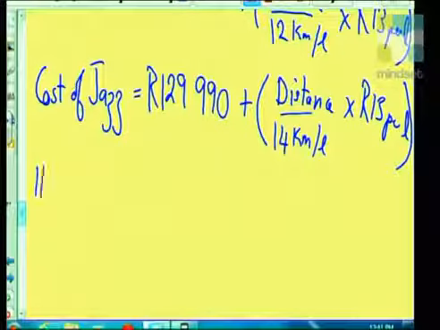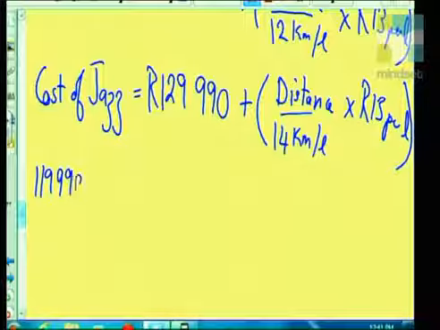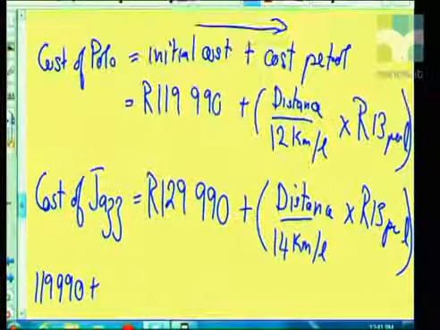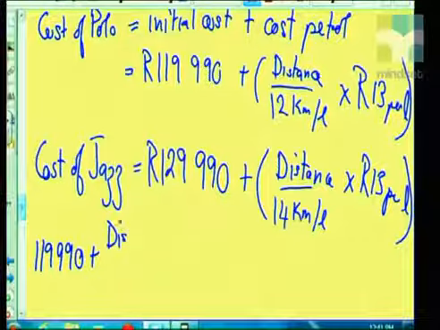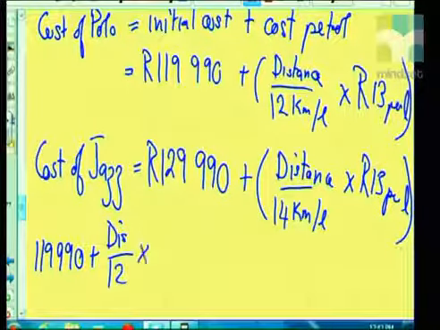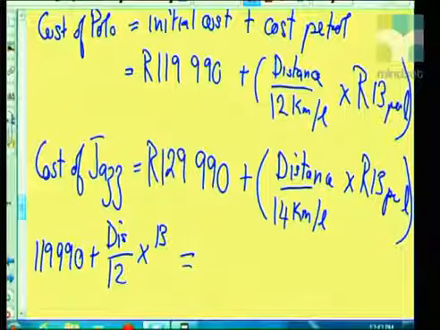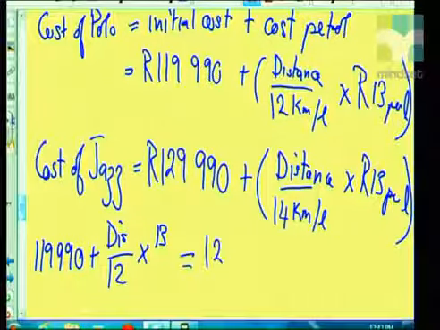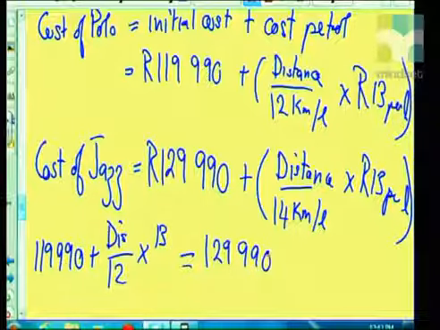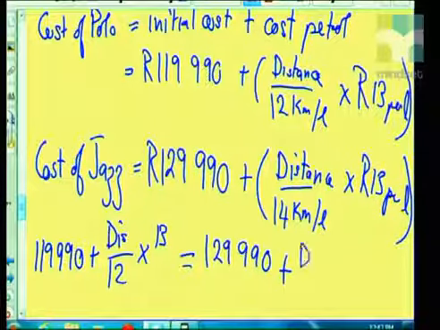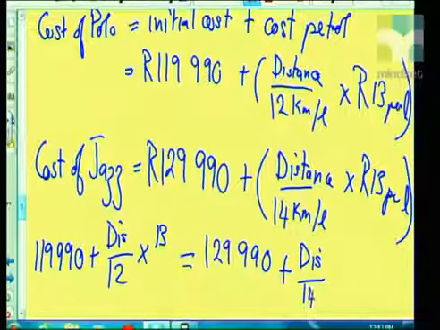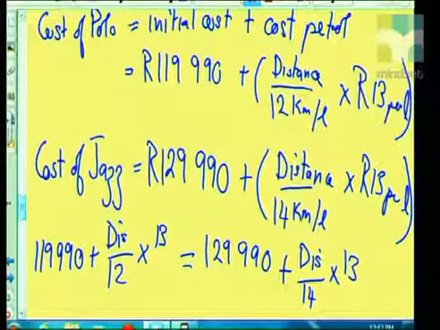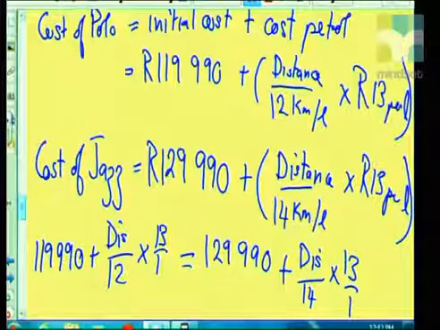The distance is also the same, and we want to find the distance. So let's make those two equal to each other. So I'm going to write it like this: 119,990 plus the fuel cost, which was distance over 12 multiplied by 13, and for the Jazz, I'm going to say it's 129,990 plus the distance divided by 14 multiplied by 13 over 1. We've got that, like that.